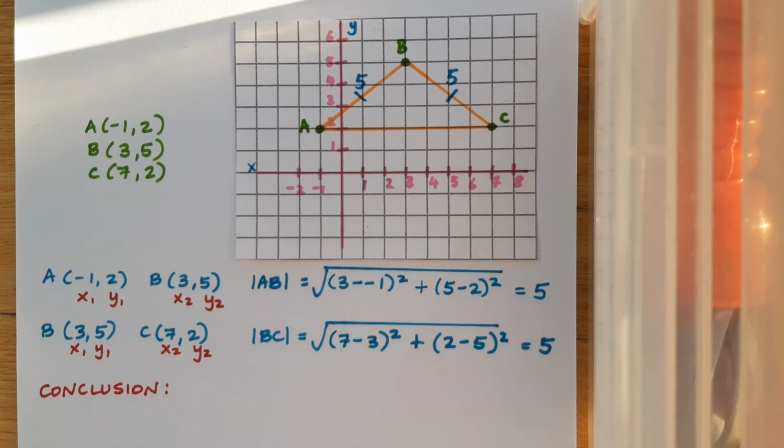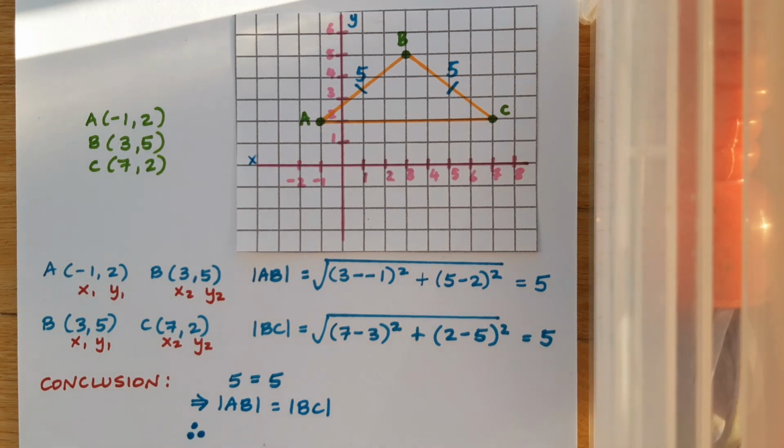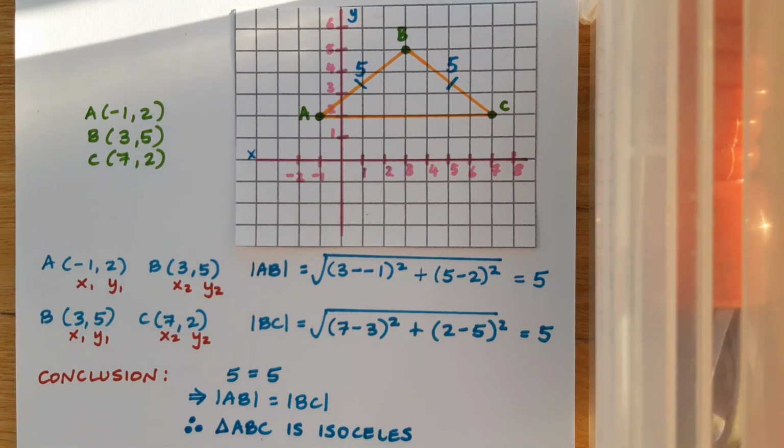Okay, well, first of all, I've noticed that my two distances are equal, really stating the obvious there. And if those two numbers are equal, well, it means that AB must be the same as BC. So this implies AB is equal to BC. And so what does this tell me? Well, it tells me that the triangle is isosceles. So I'll say, therefore, the triangle ABC is isosceles.